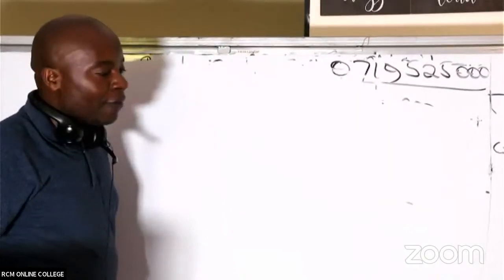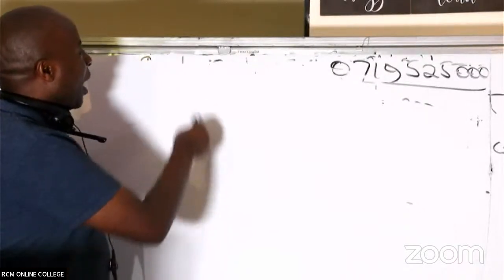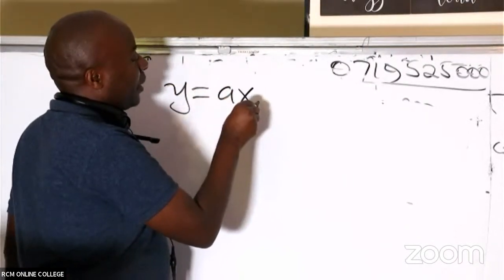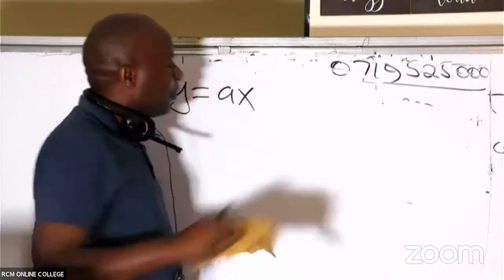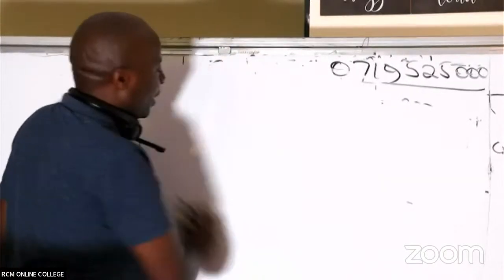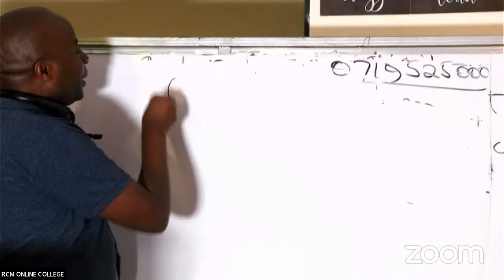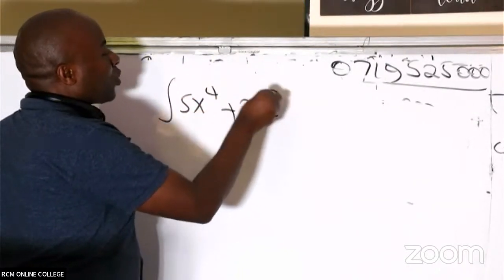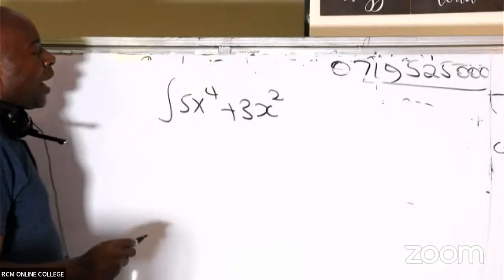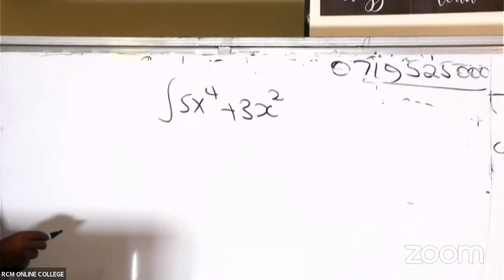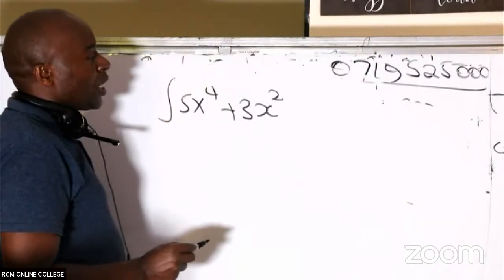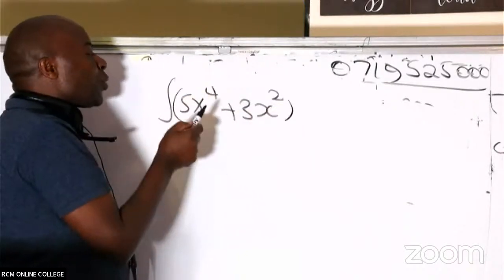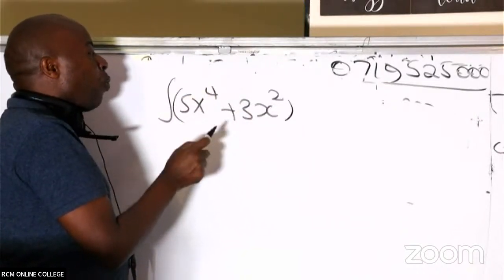So then, gentlemen, if, for example, you are given here, integrate 5x raised to power 4 plus 3x squared, how will this look? It doesn't matter how many terms it has. I'm going to integrate each one of them one at a time, with respect to x.